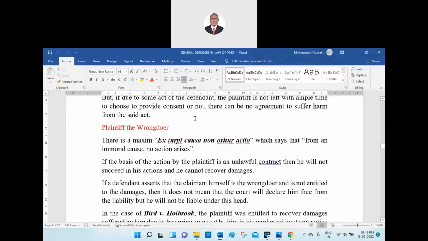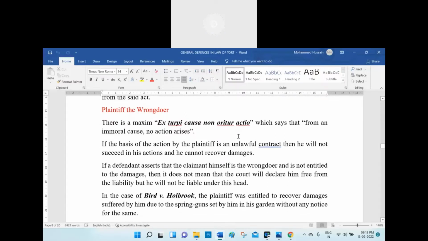Now let us see plaintiff, the wrongdoer. That is the second defense. What is the first defense? Voluntary non-fit injury. See, two days we discussed it. What is the last defense? Statutory authority, sir. Yes, I appreciate. At least you could remember now. That is the way to remember the things. Always you have to read, recite, and review.